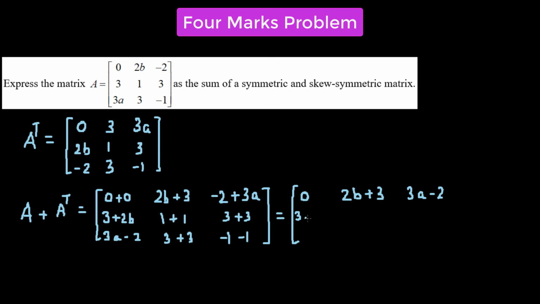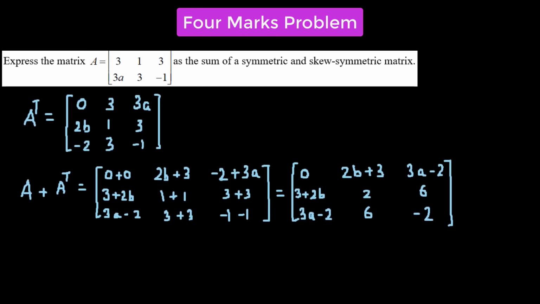Now we have 3 plus 2b, 2, 6, 3a minus 2, 3 plus 3 is 6. Let's rewrite this 6. So 6. And negative 1 and negative 1 gives us a negative 2. So this is our symmetric part.